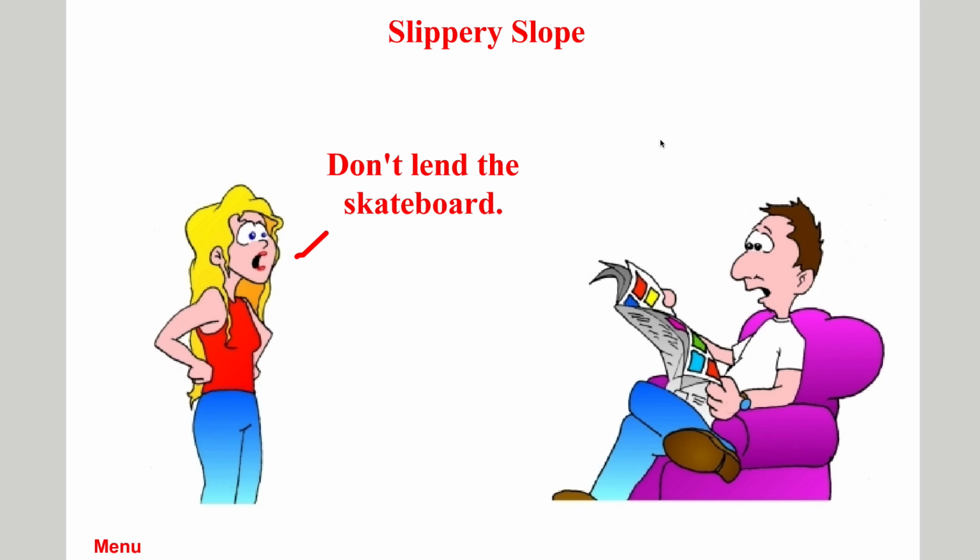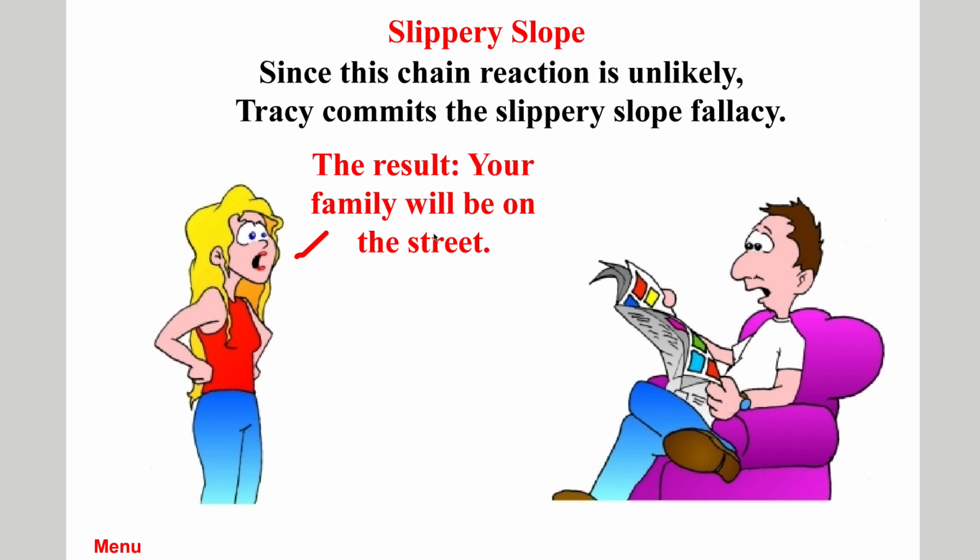Okay? So obviously this is going to go through all the parts of the slippery slope, right? Move into your house, and so on. Your family will be out on the street. It's unlikely she commits the slippery slope fallacy. Now there could be steps that are likely, right? But these are unlikely to result. Or at the very least, he could say no when the steps start to get there, right?